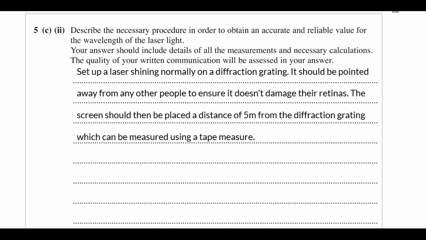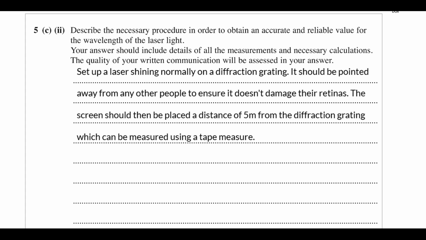And then we're going to place the screen a fixed distance of 5 meters from the diffraction grating, and we're going to measure that to make sure we've got that value, because we're going to need that later on. So then what we're going to do is measure the spacings between each of the orders. So we're going to measure the distance between the 2 first orders, the 2 second orders, the 2 third, and that's going to allow us to work out what the spacing is in each case, and from that we'll work out the diffraction angle. Okay, so let's get that down.